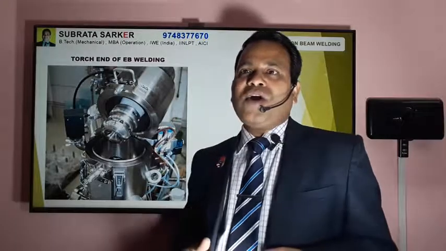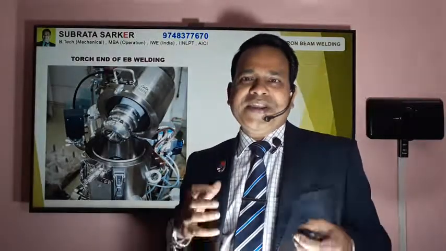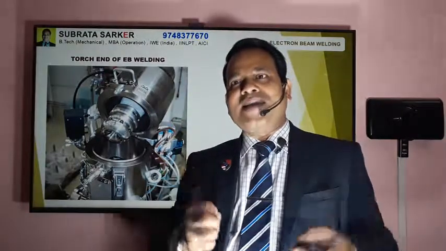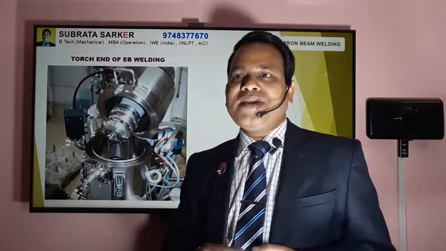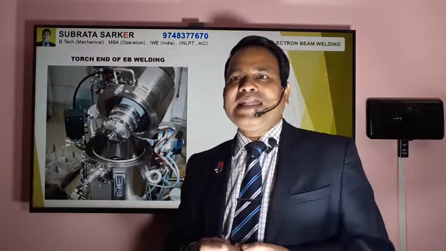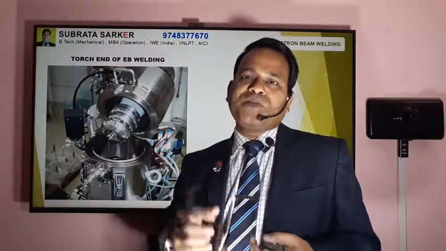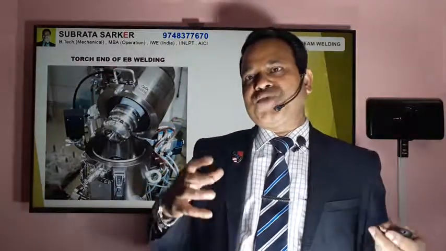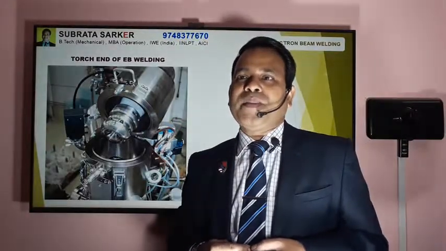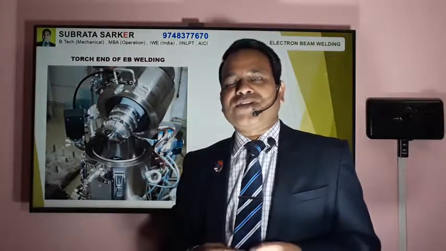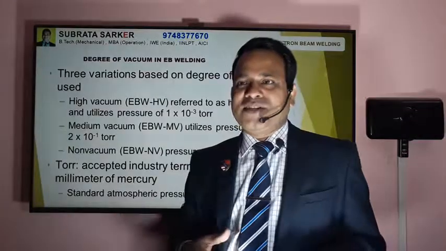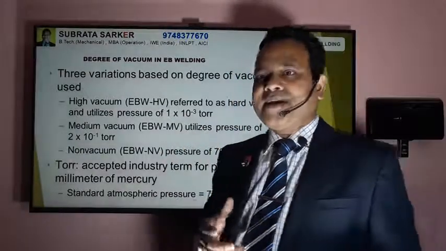Now, depending on the degree of vacuum, there are 3 types of electron beam welding. One is called high vacuum electron beam welding, where the vacuum range is 1 into 10 to the power minus 3 torr. Then the medium vacuum range, where the vacuum pressure is 2 into 10 to the power minus 1 torr. And the non-vacuum or normal state of electron beam welding, where the pressure is 760 torr. So this is normal. These are the types depending on the intensity of the vacuum.